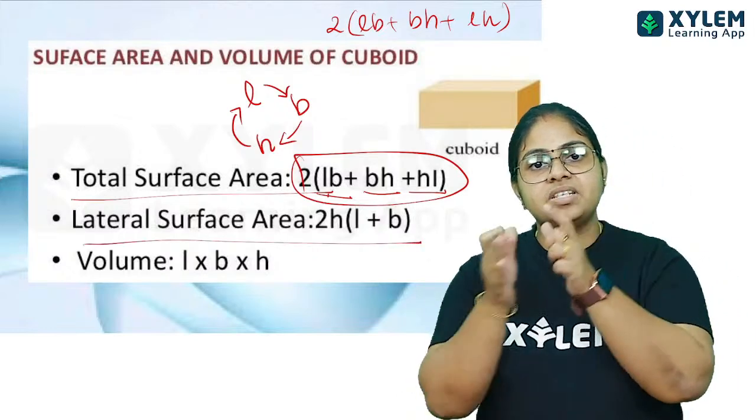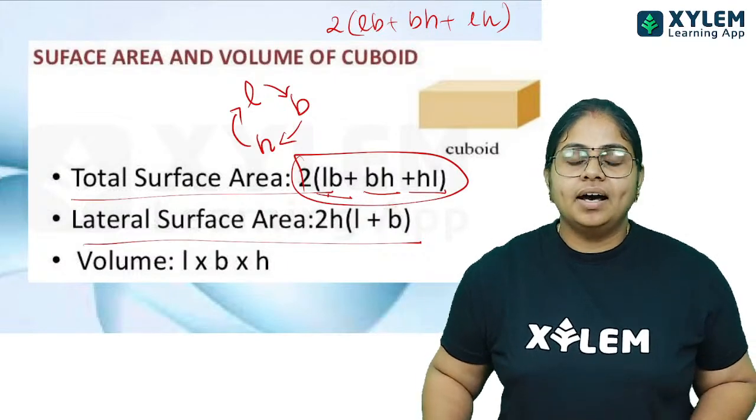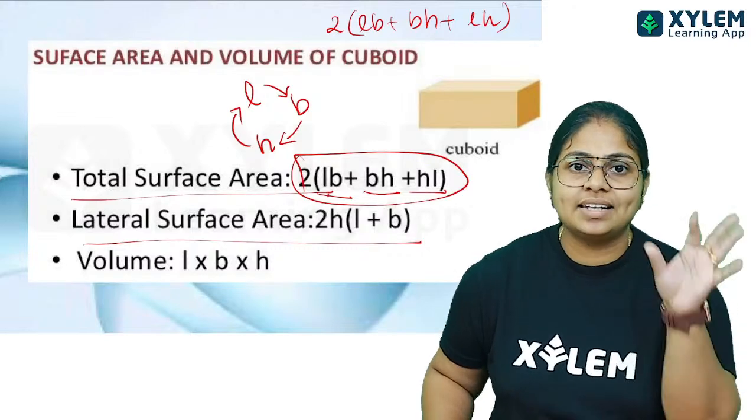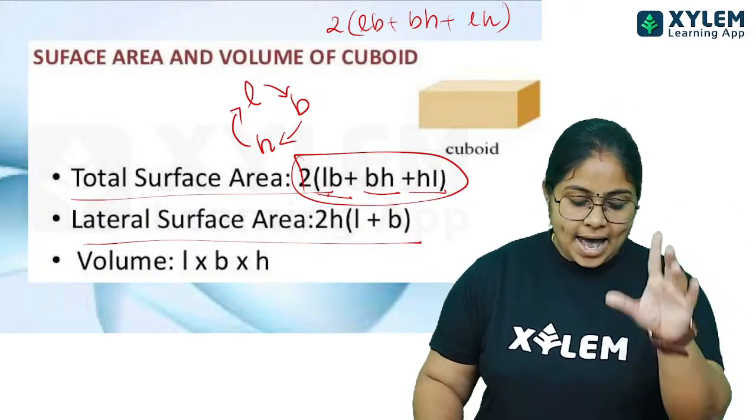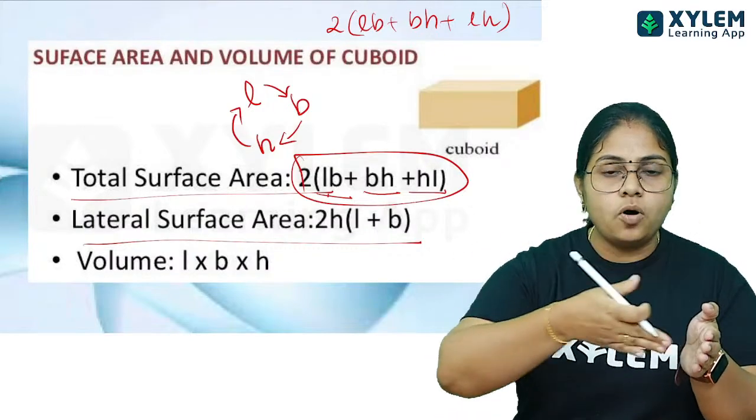Lateral surface area means, cuboid means our pencil box and match box, all those things are examples of cuboid. Okay, and lateral surface area means lateral sides only, those 4 sides will be there.